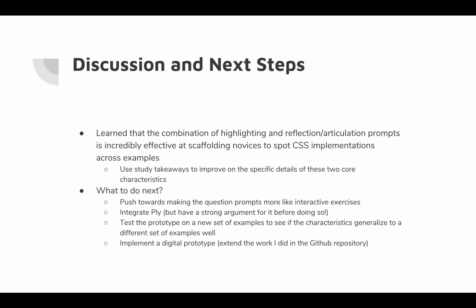So, discussion and next steps. I learned that the combination of highlighting and reflection/articulation prompts is incredibly effective at scaffolding novices to spot CSS implementations across examples and also understand the nuances of how those implementations are used in particular examples. Of course, there's still a lot of work to do to iron out some specific details of the characteristics to manifest these design arguments, but it's definitely the right approach, is what I got.